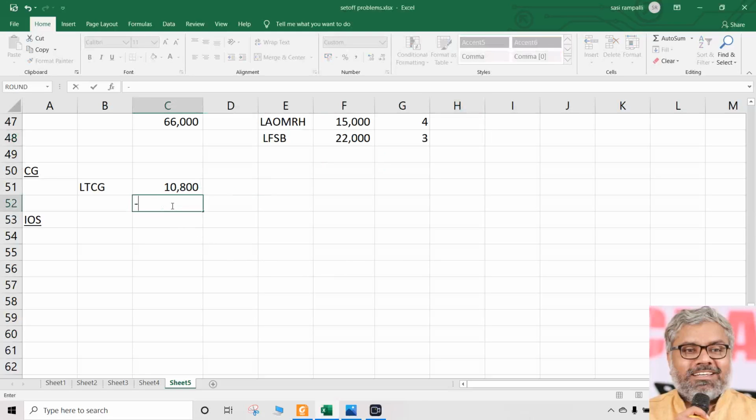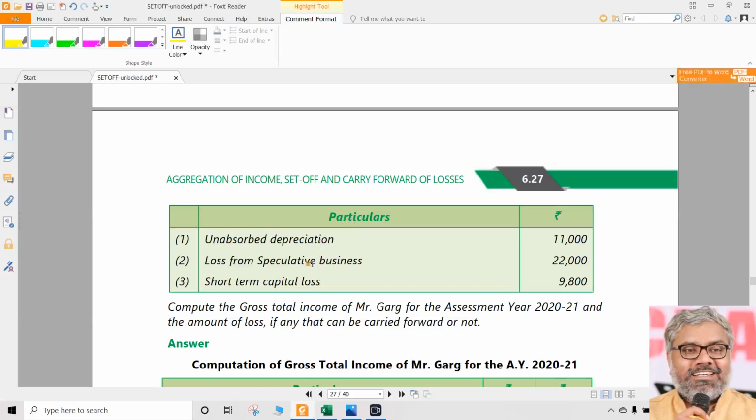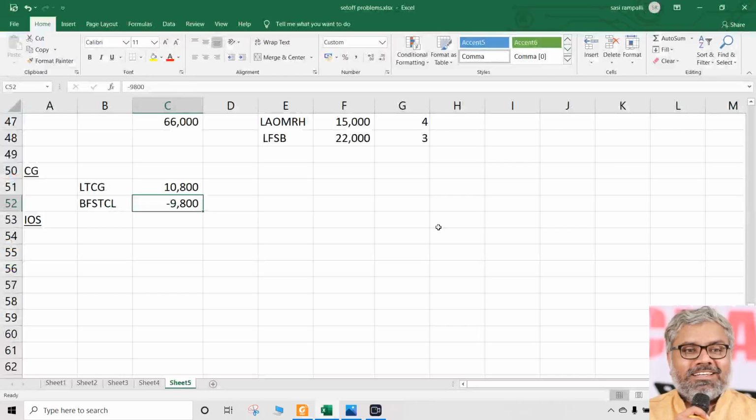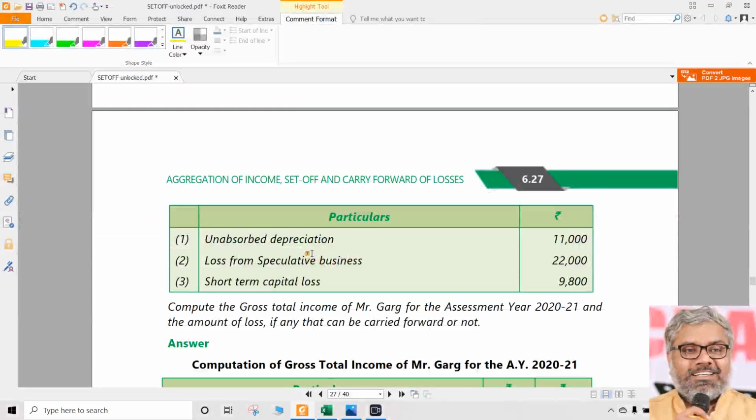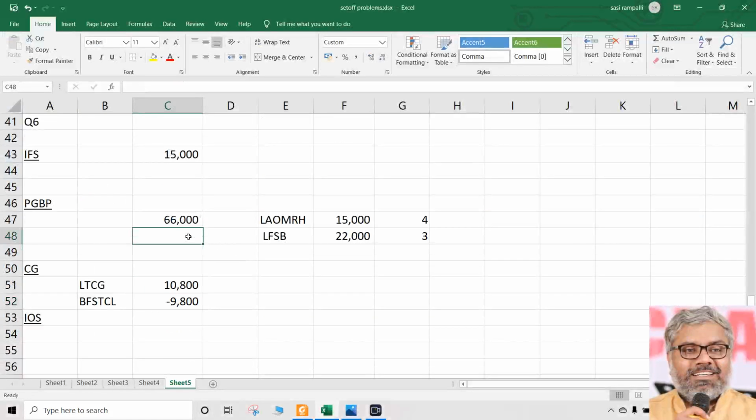Then we have a short-term capital loss of 9,800. Can that brought forward short-term capital loss be set off against long-term capital gain? Absolutely yes, there is no problem. Why? Because the restriction is on long-term capital loss, not on short-term capital loss. And anyway, there is a restriction on intra-head adjustment for capital gain, but within the head there is no problem. Short-term capital loss can always be set off against long-term capital gain. No restriction in that case. That's all.